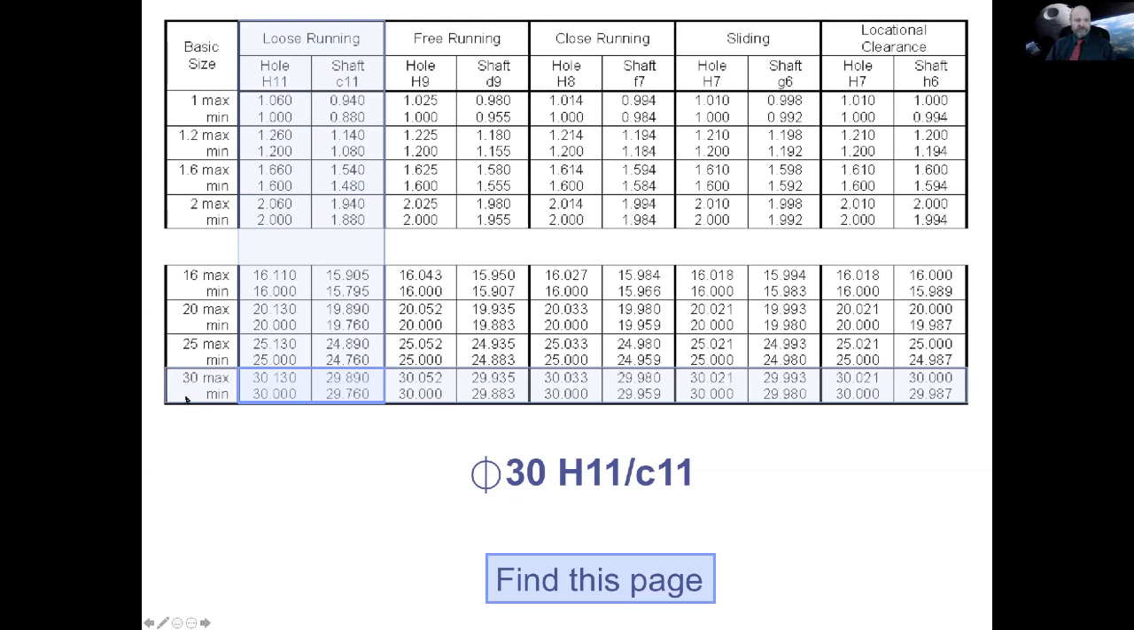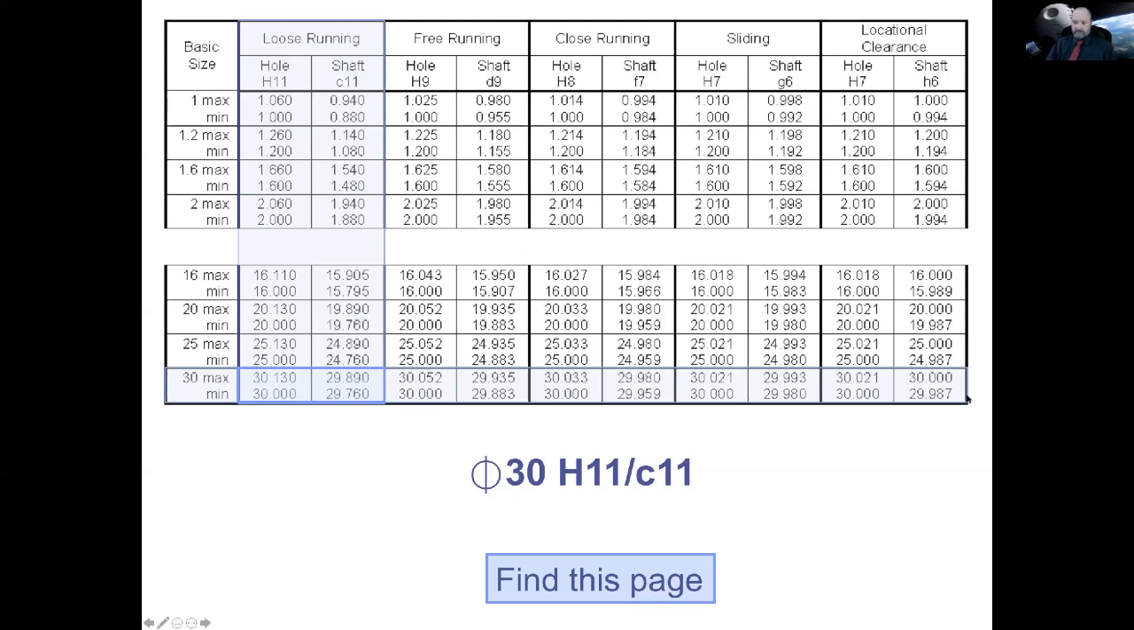Okay, so now we're going to say, okay, that's cool. Now we want to know H11. So we find H11, which is for the hole, because it's a capital letter, we know it's for the hole. Okay, and we go look down to where it crosses with the 30, and this gives us our tolerances for making the hole. So now I know how to machine my hole. It's got to be between 30.000 and 30.130.